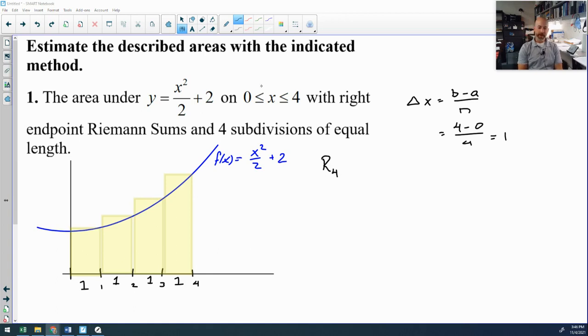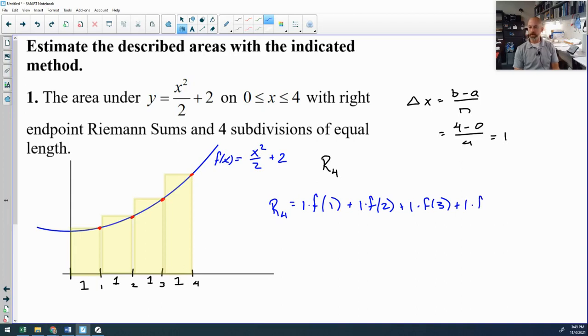And now I need to find the heights of those rectangles, and my heights are determined by the function values at the right end of each rectangle. So my first rectangle, or my area, my right-handed Riemann sum with 4 subdivisions, I have a rectangle of base 1, and then the height is your function value at the right end point of the interval. So my first one is going to be f of 1 plus, and then base of 1 times f of 2 plus base of 1 times f of 3.